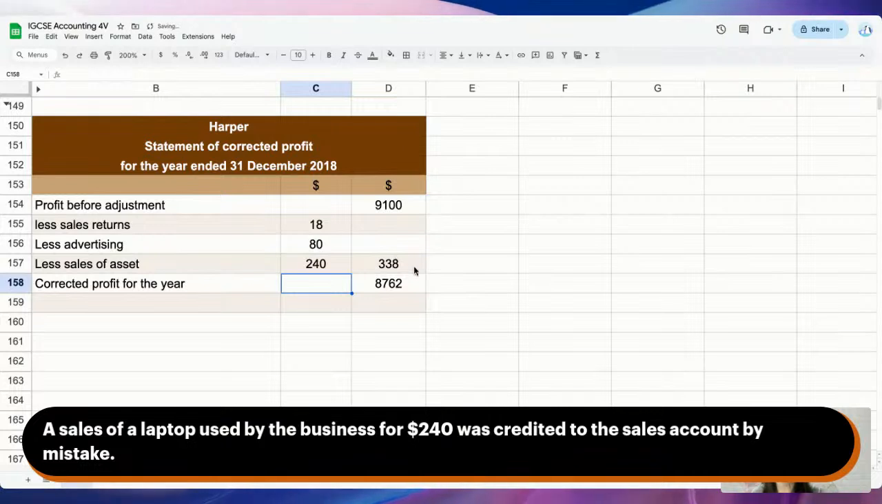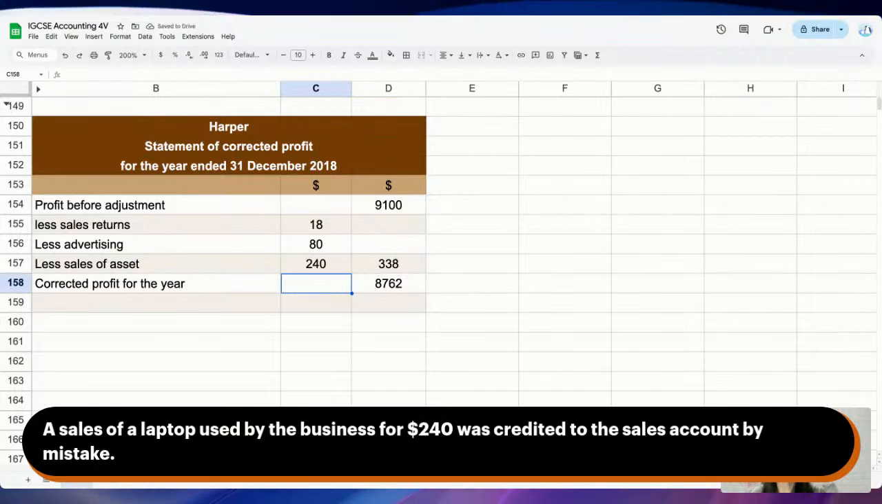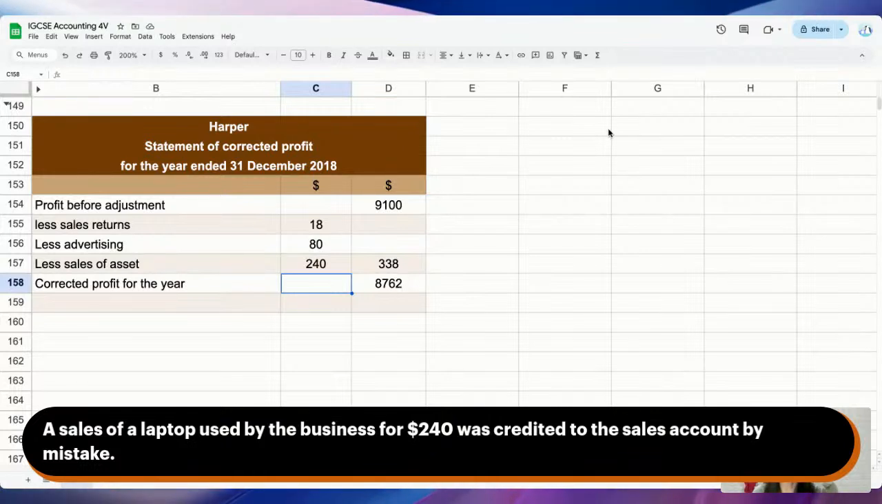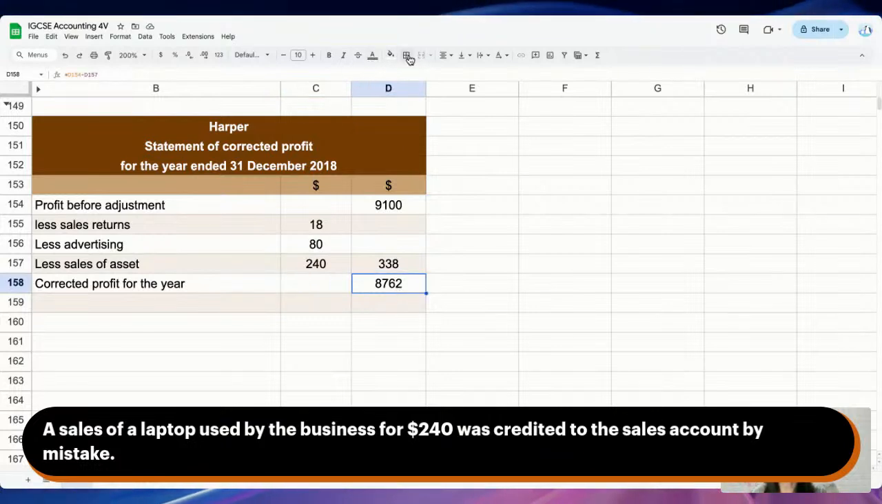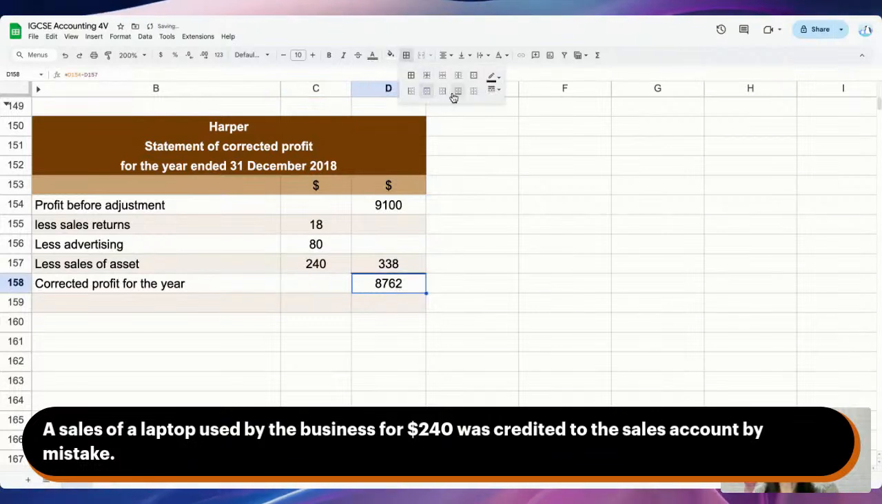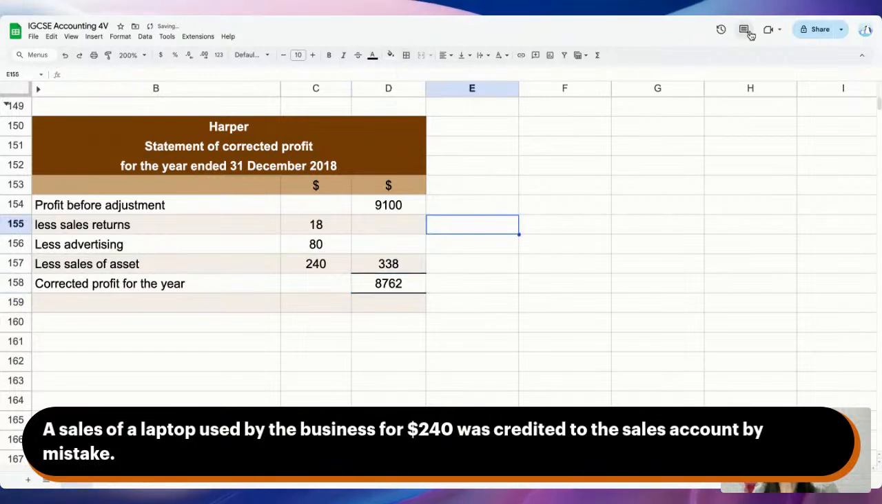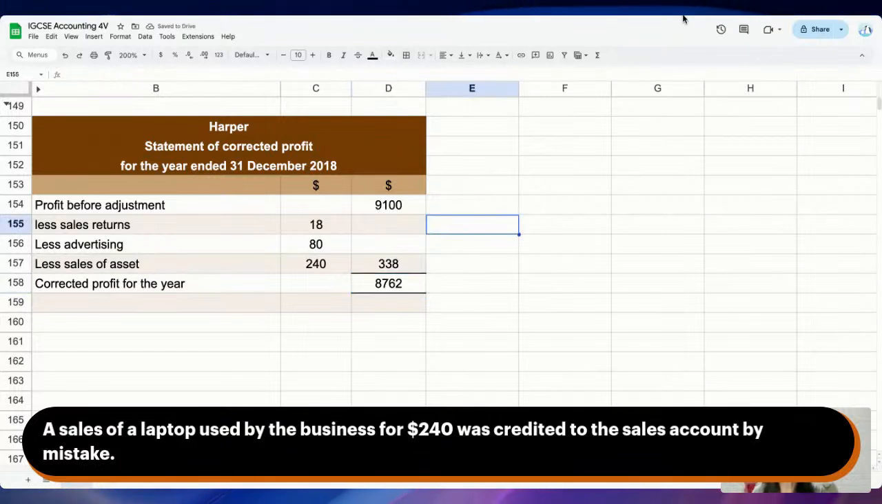The total is 338, and the adjusted, corrected profit now is 8,762. So this is done. Consider that's all for this particular case. We just draw some lines to finish it. This is the final one, and that's all. Thank you.